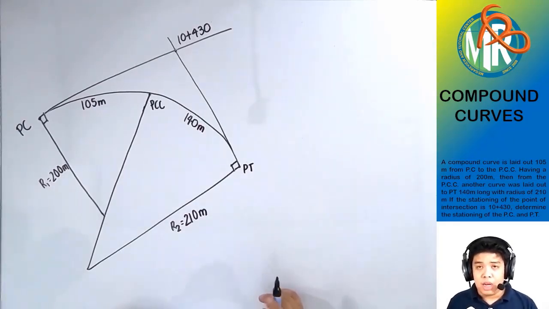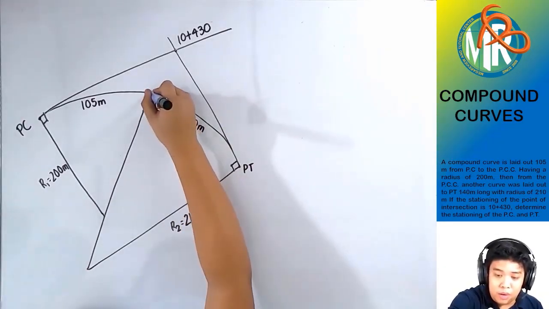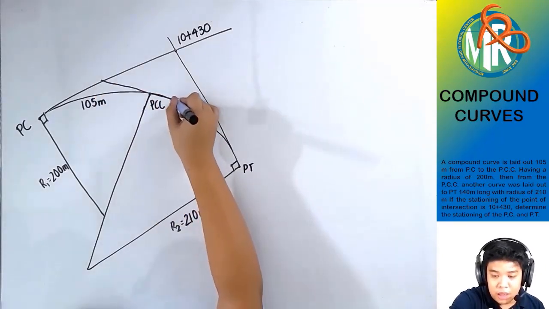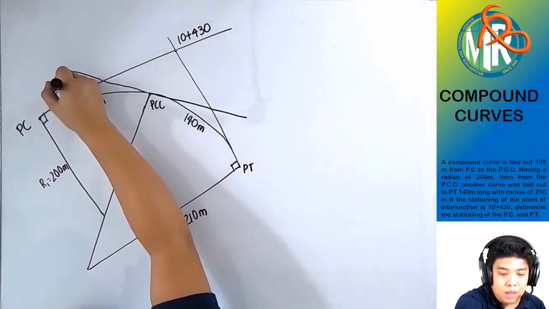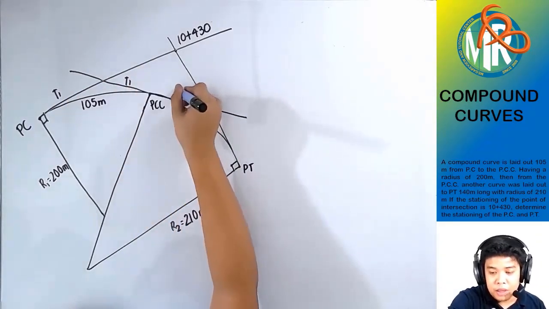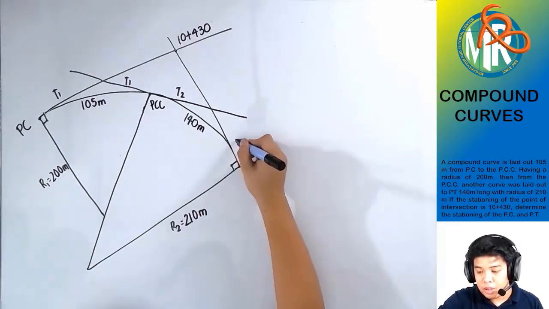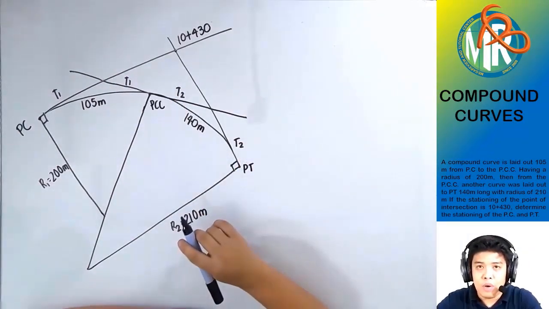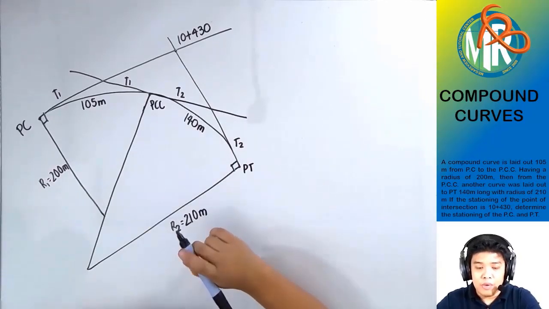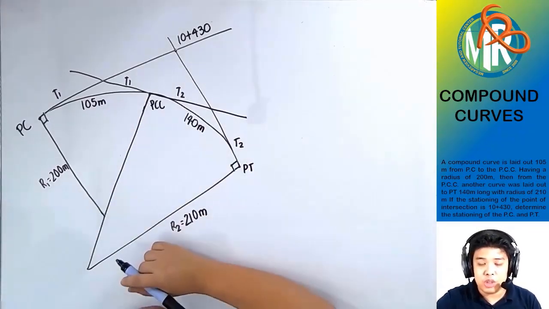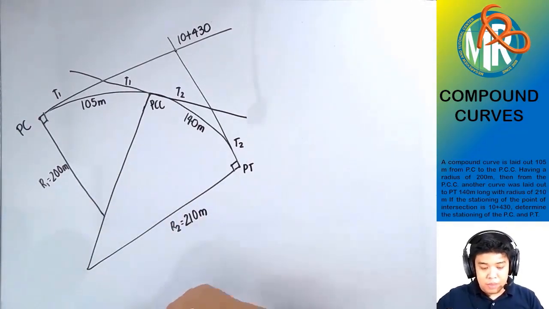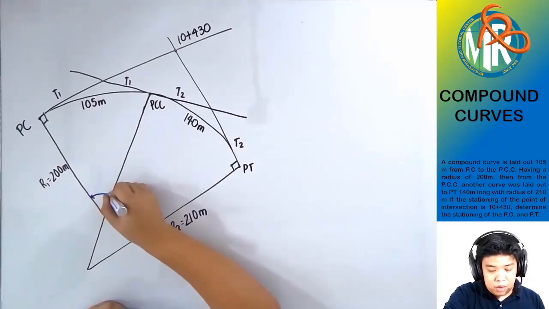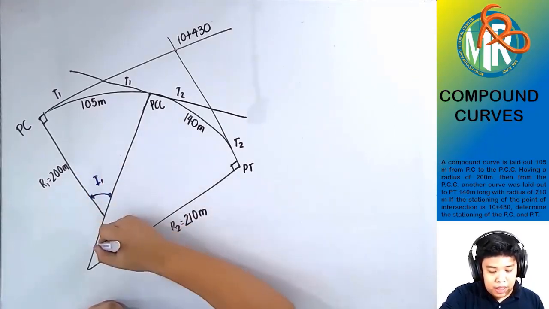Again, as I told you a while ago, whenever you solve a compound curve, you always draw this common tangent. So this is the common tangent. This one is T sub 1, T sub 1, T sub 2, and this is also T sub 2. What can we possibly get here, class? If you observe each curve, the radius and the length are given, so we can solve, for example, for I1 and I2.